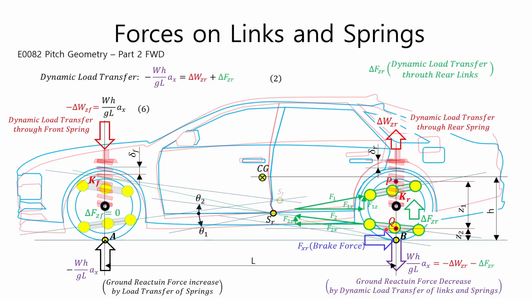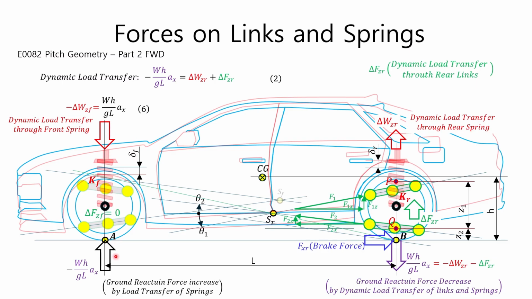The ground reaction force for the total vertical dynamic load transfer is equal to the sum of the load transfer through the springs, delta WZR, and the load transfer through the suspension links, delta FZR. At the rear wheels, the vertical load is reduced by the amount of these vertical dynamic load transfers. Meanwhile, at the front wheels, which do not generate braking force, the vertical dynamic load is transferred to the ground as a force compressing the springs, so the vertical load at the front wheels increases.